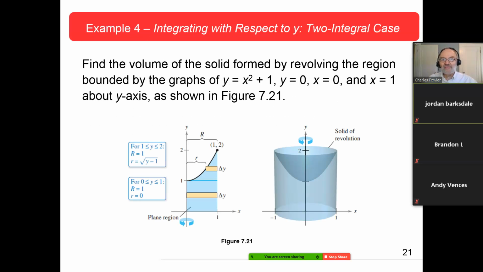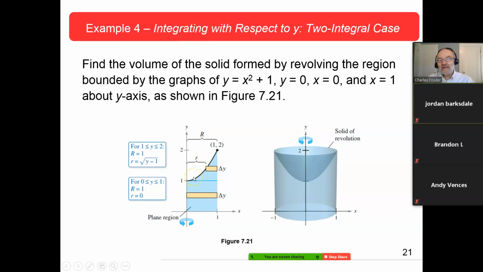Example 4, find the volume of the solid formed by revolving the region bounded by the graphs of y is equal to x squared plus 1. That's a parabola that's been moved vertical translation upward by 1. Okay, so there it is. Y is equal to 0. That's your x-axis down here. X equals 0. That's the y-axis here. And x equal 1. That's the limit out here. Okay, about the y-axis. So the revolution is going around the y-axis.